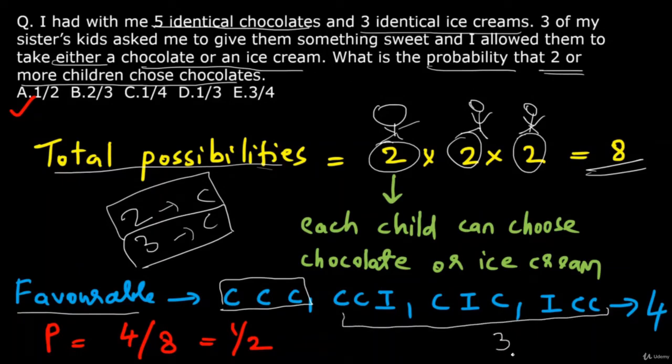Now 2 children choosing a chocolate and the remaining 1 person choosing an ice cream can be done in these 3 ways. You can think of it as 3 factorial by 2 factorial, because 2 are of one kind. So you have 3 items, so linear arrangements is 3 factorial by 2 factorial, which is also equal to 3. So there are 4, that's 3 plus 1, 4 favorable events. Therefore, the probability for this to happen is favorable by total, that's 4 by 8, which is equal to 1 by 2, and that is answer option A.